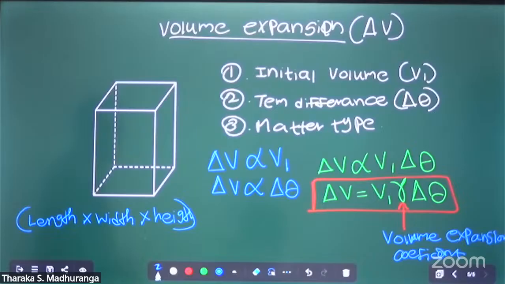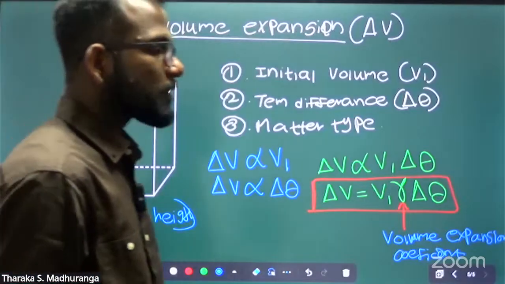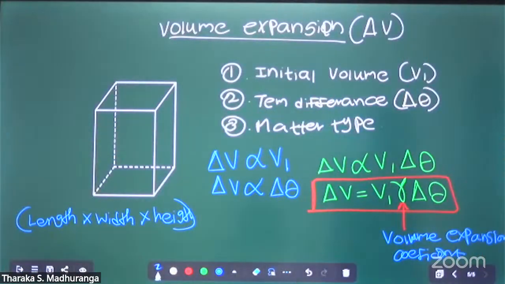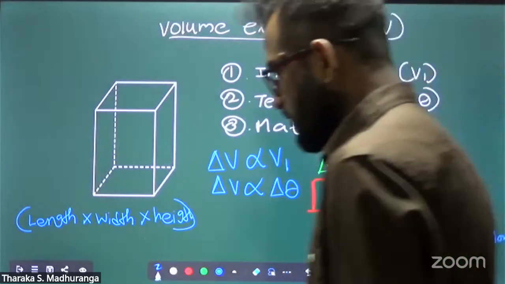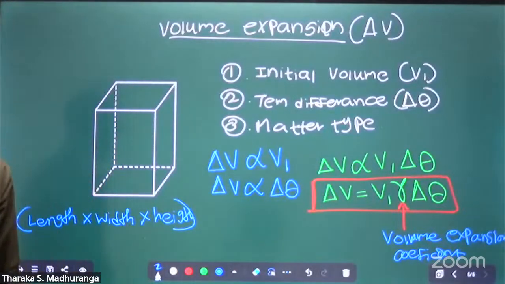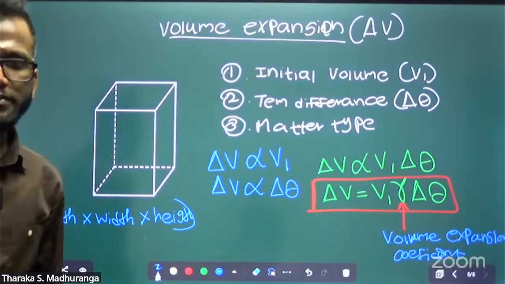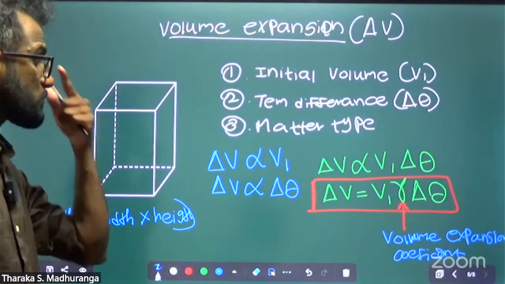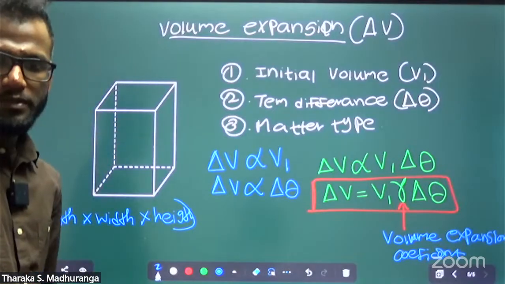Right, and the second point: there are three main factors that affect the volume expansion. Write down the first one, initial volume V1; temperature difference delta theta; third one, matter type or substance type.